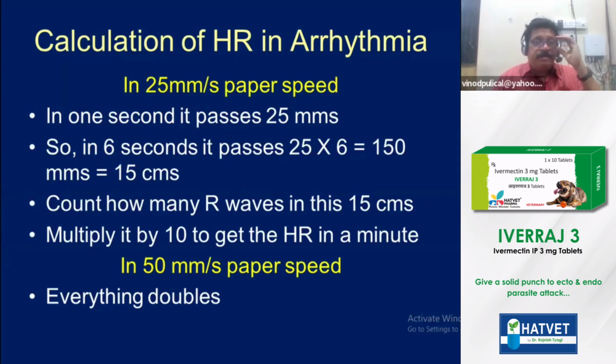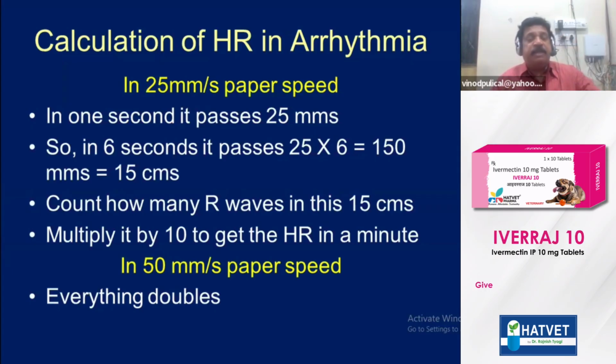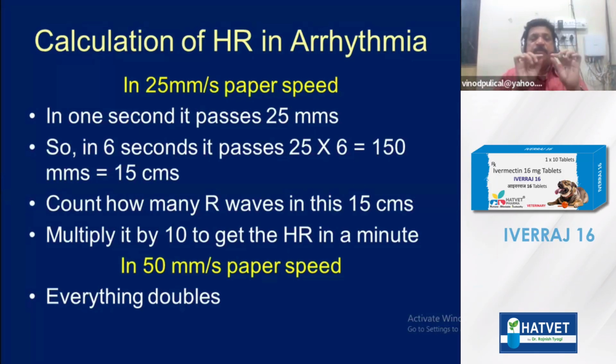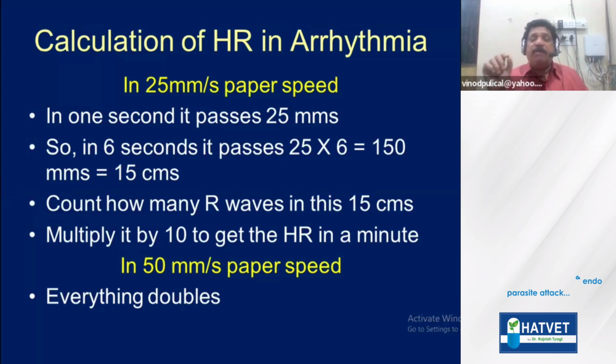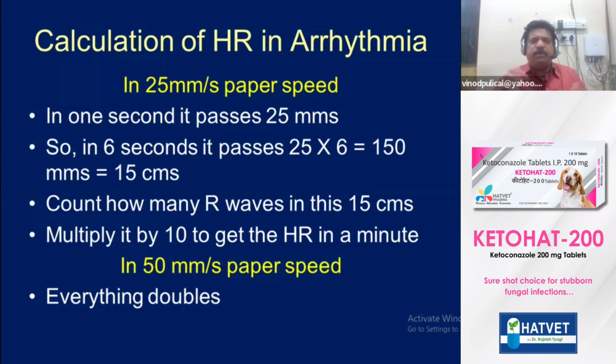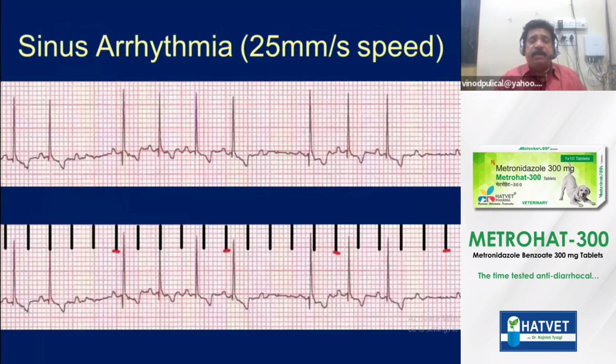See, I have mentioned how it is calculated in eurythmia. But if it is arrhythmia, in 25 millimeters per second speed, in 1 second it passes 25 millimeters. So in 6 seconds it passes 25 into 6, 150 millimeters, that is 15 centimeters. Count how many R waves are there in 15 centimeters. It's so simple. Multiply it by 10 to get the HR in 1 minute. Everything doubles in 50 millimeter per second speed.